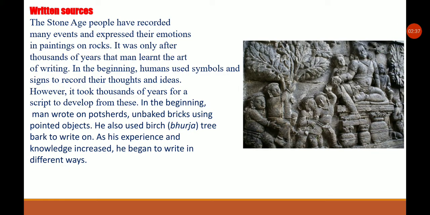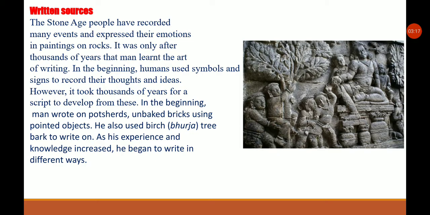Written sources. The Stone Age people have recorded many events and expressed their emotions in paintings on rocks. It was also after thousands of years that man learned the art of writing. That means earlier people were not having any knowledge of writing. In the beginning, humans used symbols and signs to record their thoughts and ideas. However, it took thousands of years for a script to develop from these.